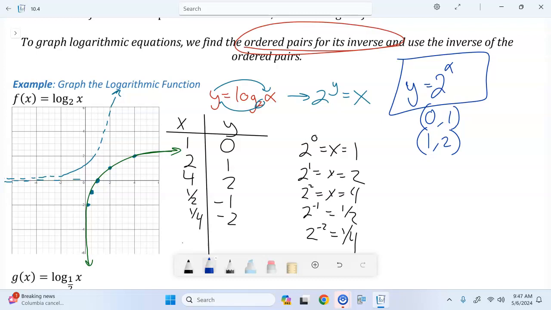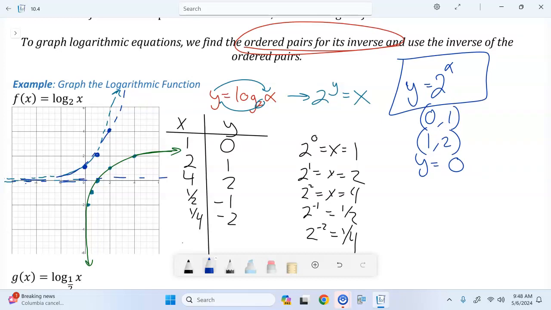We also had an asymptote. Our asymptote was the line y equals 0, because it never touches the x-axis, right? So we had our point 0, 1. We had the point 1, 2. And we had 2, 4, so it just kind of went up like that, right? And so that was our exponential graph, and it approached this horizontal axis of y equals 0.